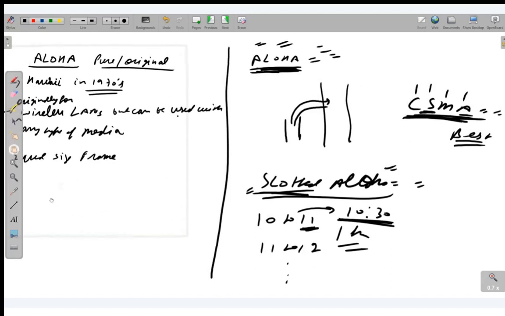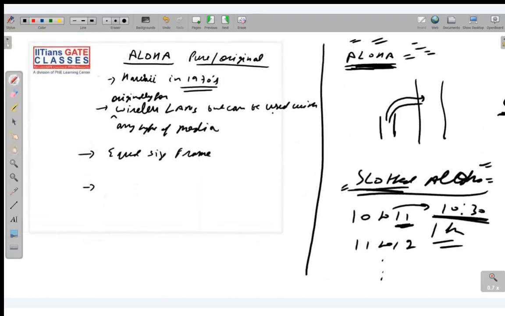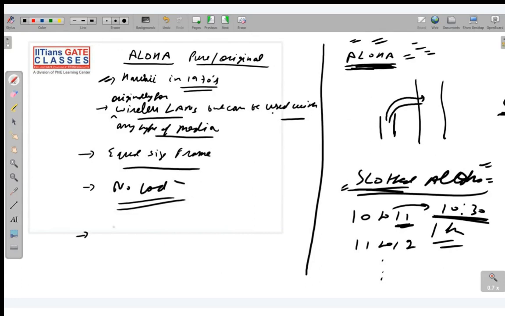And now we are going to start with pure Aloha. What pure Aloha is saying: it was invented in the 1970s at the University of Hawaii. Originally it was developed for wireless LAN, but it can be used for any type of media, and an assumption is that stations will send fixed and equal size frames. Okay, and there is no condition. Whenever a station wants to send data, it can send. So hence collision chances are very high. You can write down this point. Collision chances are high.